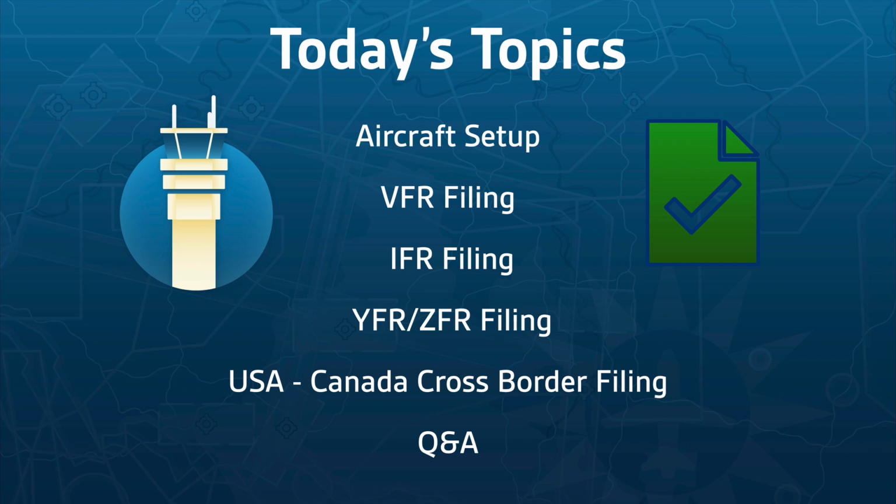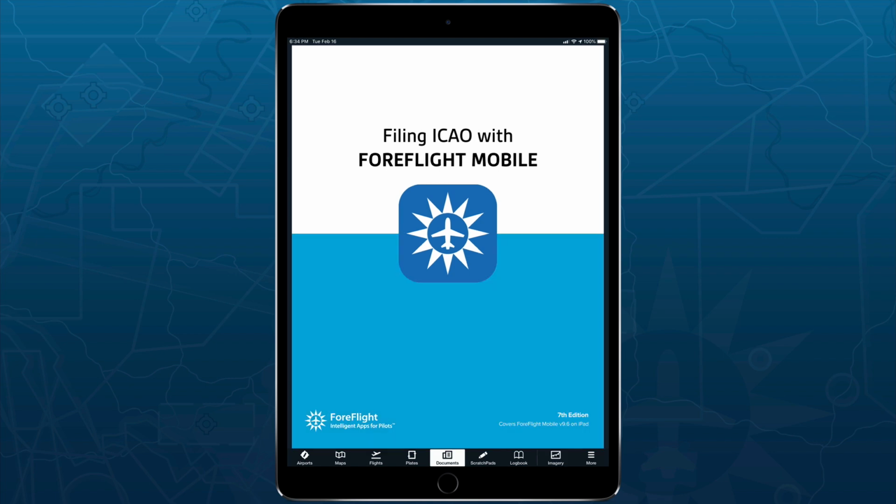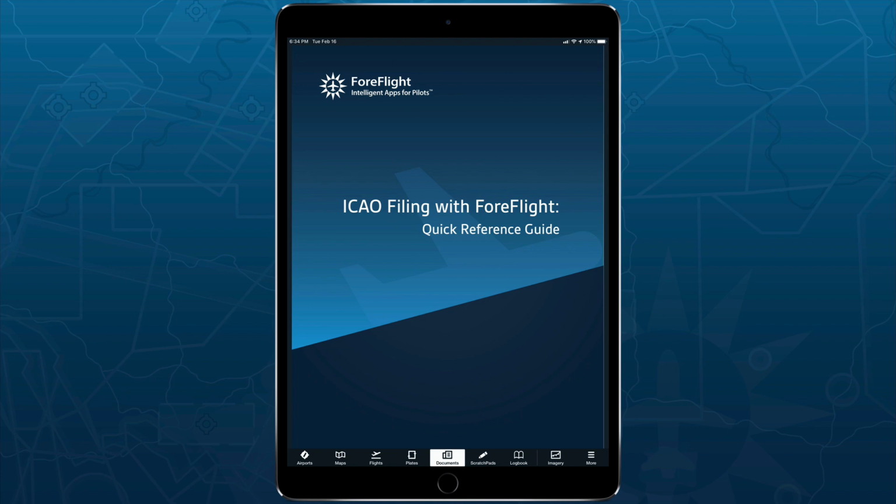Now, before we continue, some great guides that ForeFlight has available to pilots are the Pilot's Guide to ForeFlight Mobile, and a lot of what we're going to cover is included in there. There's another guide that specifically focuses on filing ICAO within ForeFlight Mobile, and there's also a quick reference guide, ICAO Filing with ForeFlight. This one's really great for those PBN codes and other GPS-related codes that you may not be too familiar with, but they have a great description in this document for those.